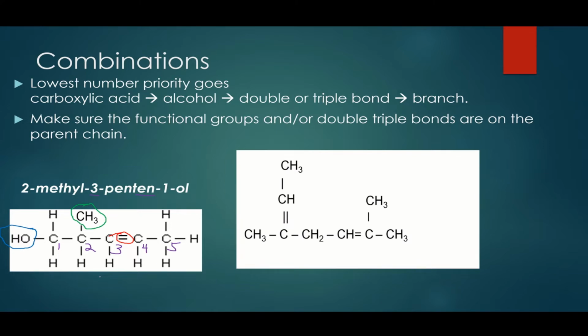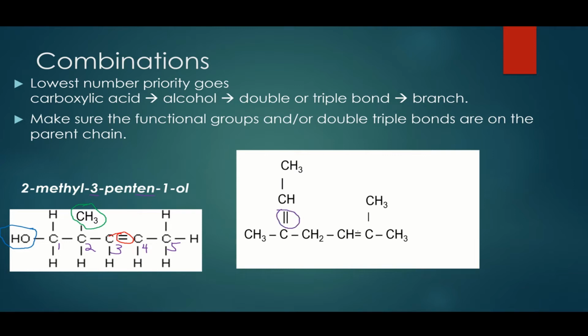Here's another example. Again, let's identify all of the substituents that we have. That's branches, groups, etc. One of the rules, perhaps you read it, was to make sure that the functional groups and or double bonds or triple bonds are always on the parent chain. Even if that chain's going to be a carbon or 2 shorter, you have to make sure that those double and triple bonds and functional groups are on the parent chain.